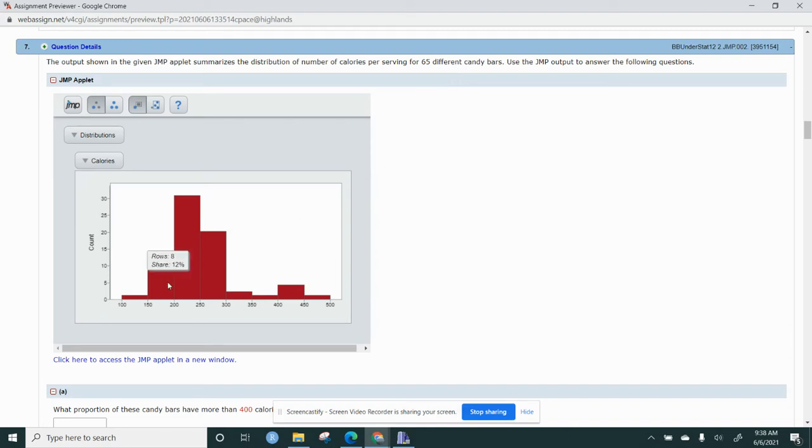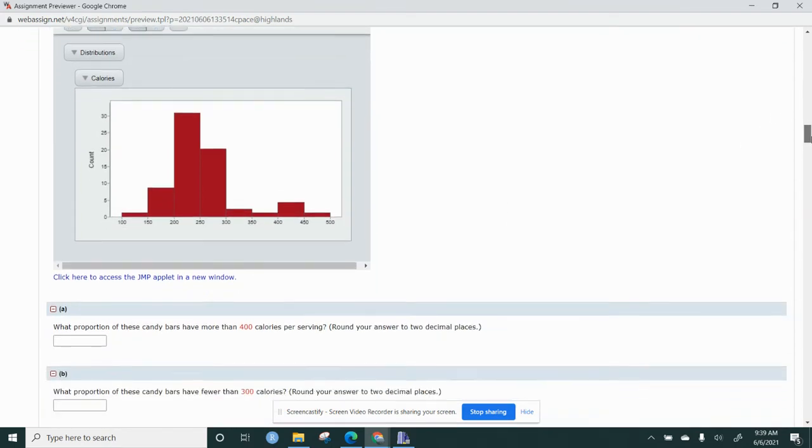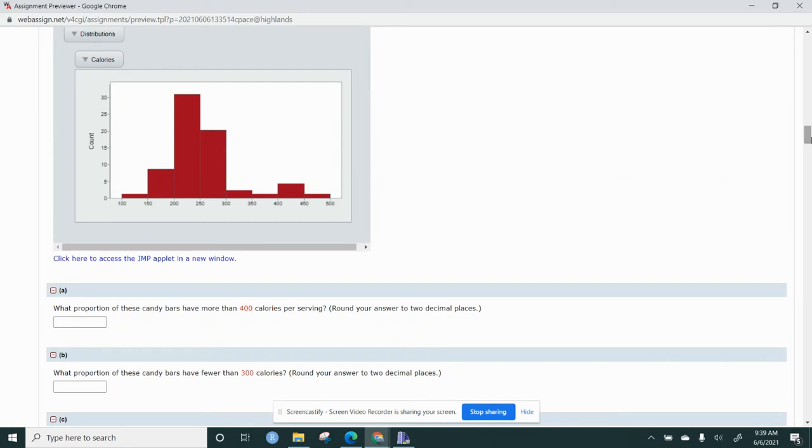If I hover over each bar, I can see there are 8 candy bars that have 150 to 200 calories. Most candy bars, there are 29 that have between 200 and 250 calories. And then we even have a candy bar that has 450 to 500 calories. All right, so the first question asks, what proportion of candy bars have more than 400 calories per serving?